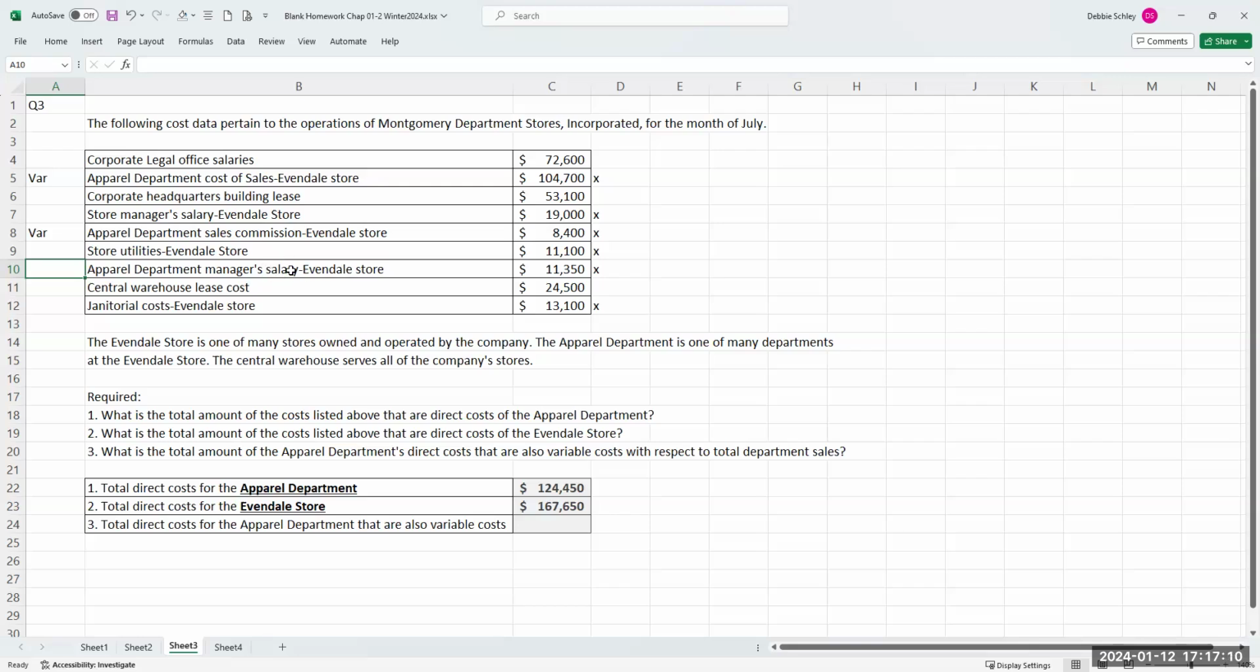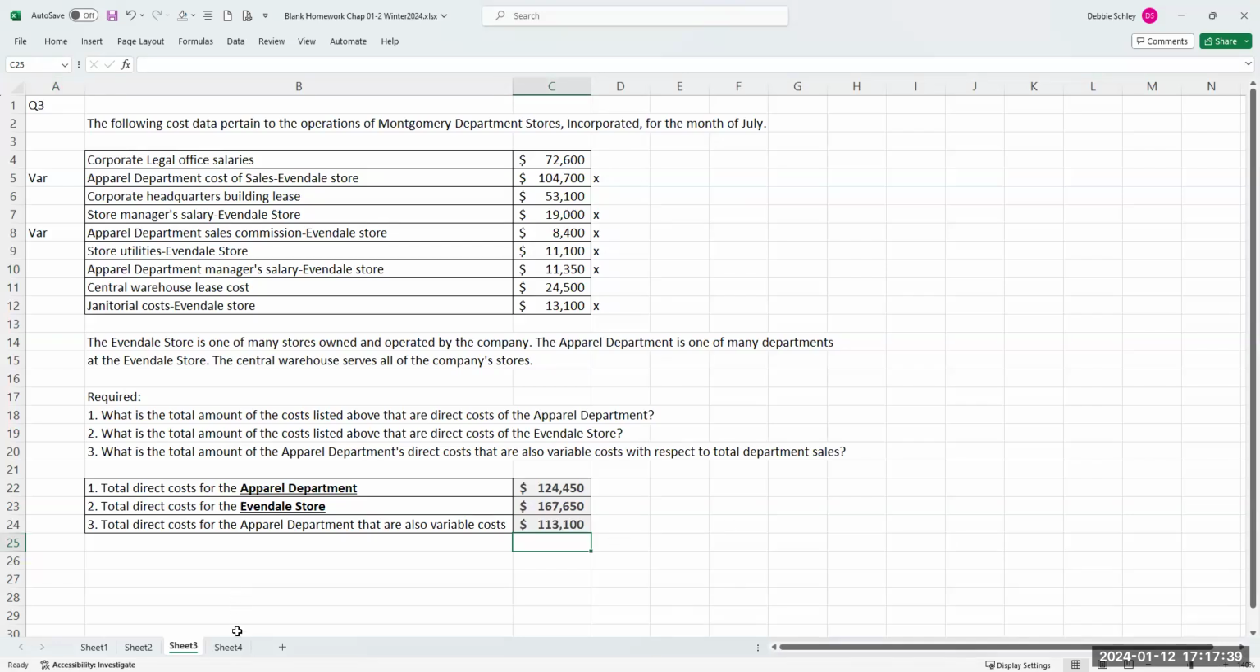But remember, if you get paid a salary, that doesn't change no matter how many hours you work. You just get paid a lump sum. So that is a fixed cost. So just these two are variable and a direct cost for the apparel department: the apparel department cost of sales plus the apparel department sales commission.